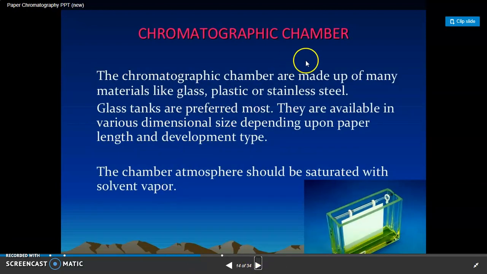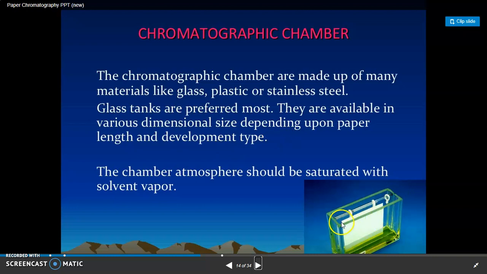Next, the chromatographic chamber, which is also called the developing chamber. This is made up of material like glass, plastic or steel. Generally it is made up of glass only. Plastic we generally don't use. Generally we use only glass, okay. See here, glass tanks are preferred most. They are available in various dimensions depending on the paper which we use.